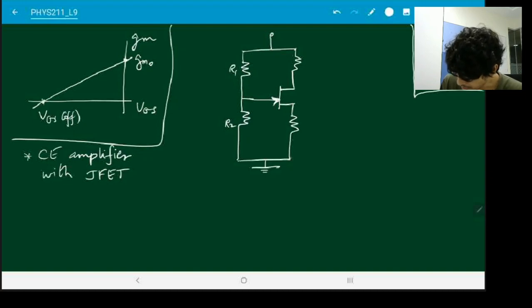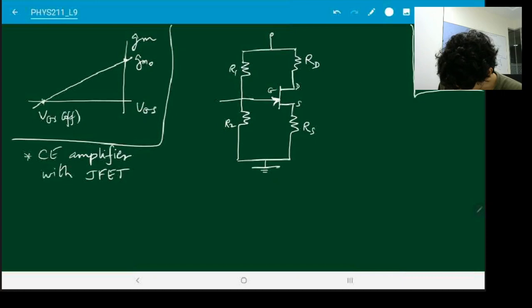So let's give these some names. Of course, this is gate, drain, source. Instead of calling this collector resistance, I'm going to call it the drain resistance. And this one, instead of being the emitter resistance, is going to be the source resistance.